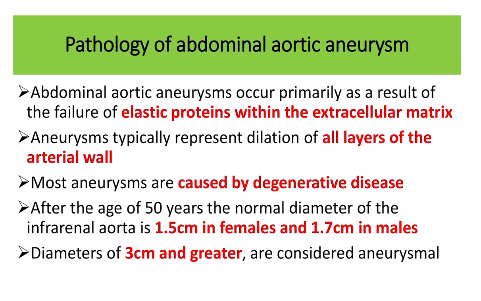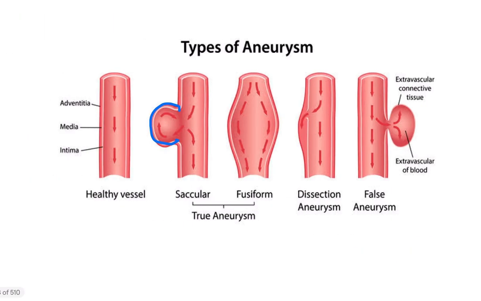The abdominal aortic aneurysm occurs primarily as a result of failure of the elastin protein within the extracellular matrix. When there is loss or deficiency of the elastic protein in the extracellular matrix of the vessel wall, it is the initial pathology. The aneurysm represents dilatation of the wall layers of the arterial wall. We know the arterial wall has three layers: adventitia, media, and intima. In the second and third pictures here, we can see the wall layers are dilated.